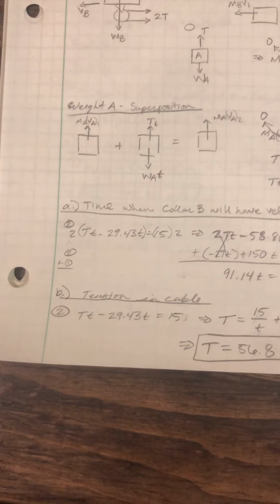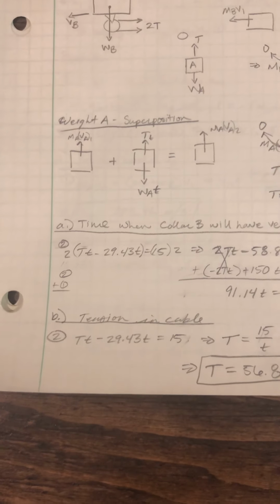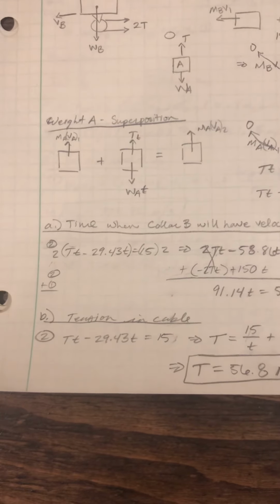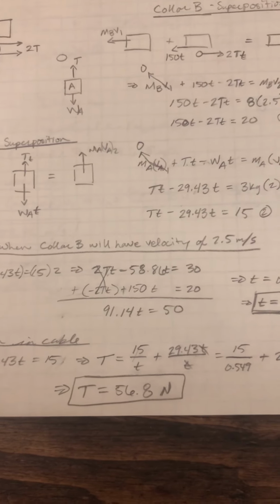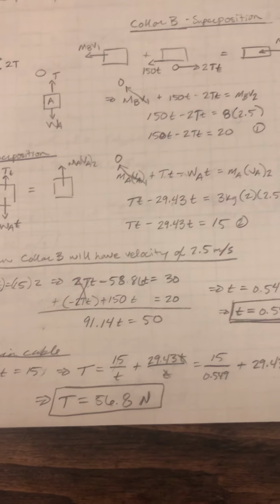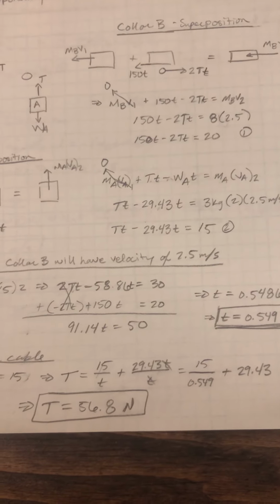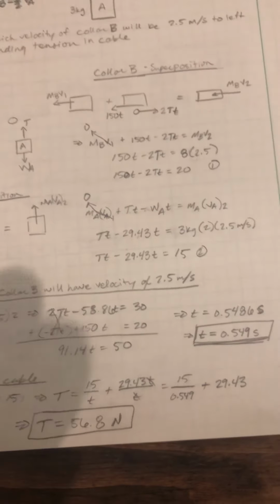And then from there we're able to find the tension in the cable as we use equation 2 and plug it in, manipulating the equation to find tension. So plugging in the values that we find for time, we're able to find that the tension is equal to 56.8 newtons.